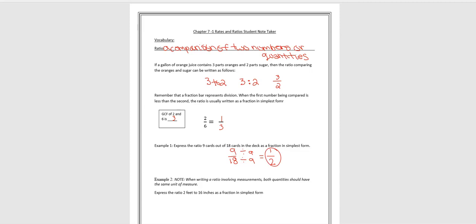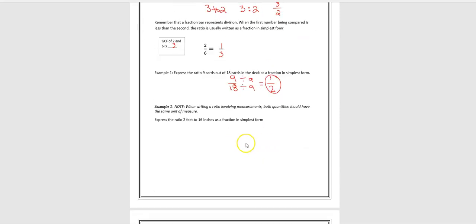Example 2 gets a little bit more complicated. It says, note, when writing a ratio involving measurements, both quantities have to be the same unit of measure. So this says, express the ratio 2 feet to 16 inches as a fraction in simplest form. Well, what do you notice here? This is feet, and this is inches. So what do I have to do? Okay, so let's just write this out. I have 2 feet over 16 inches.